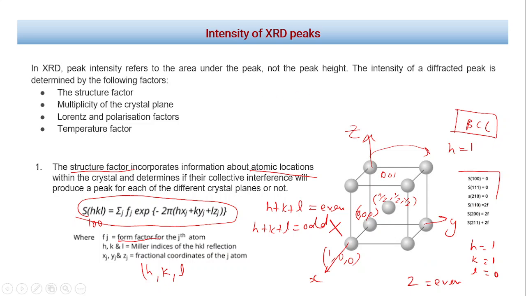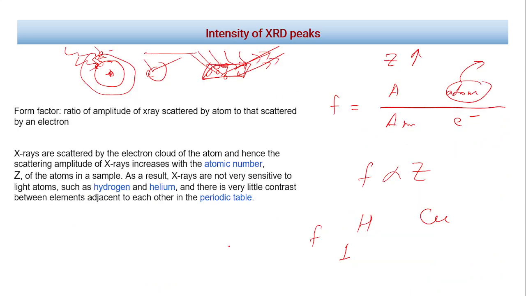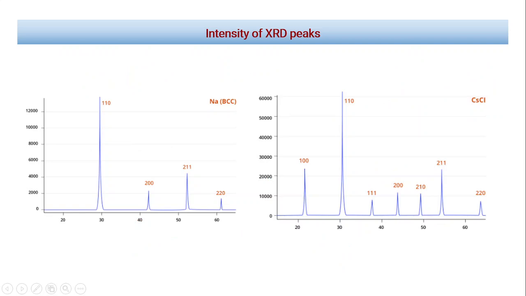Whereas when we talk about simple cubic structure, all planes are allowed for SCC and there is no such rule. Whereas when we talk about FCC, okay, so this is a picture where we can see sodium. The element has a BCC structure. So you can see only 110, 200, 211, 220.